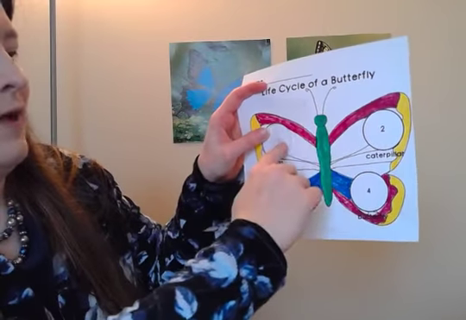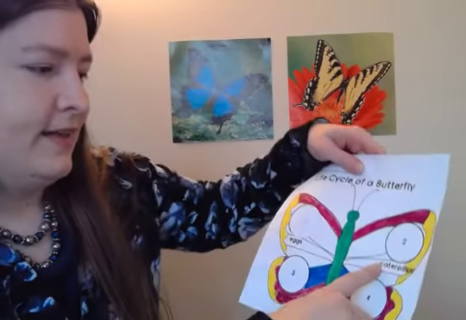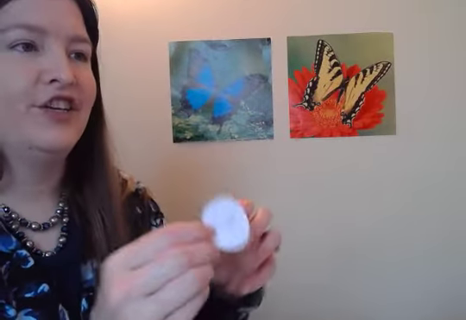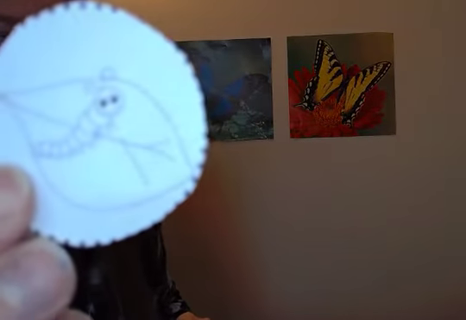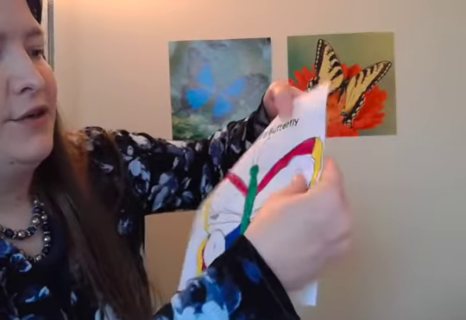Now we want to find out what happens after the eggs are laid on the leaf. So the next one, it tells us caterpillars come out of the eggs, they hatch. And here's our picture of the caterpillar. He starts out small, and then as he continues to eat, he grows and grows. So we're going to take that caterpillar, put some glue on it, and stick it over on the other side on number 2.